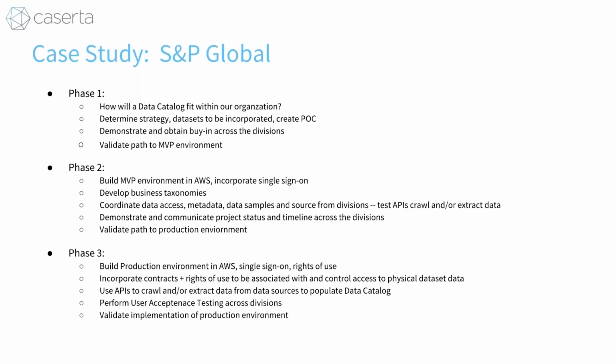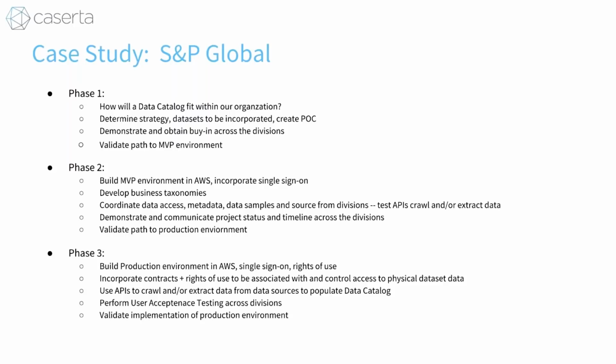One of our projects at Caserta was working with S&P Global. As we worked with them, we did it in a multi-phased approach. They brought us in to help them understand how a catalog would fit within their organization. As we spoke to the number of executive users or sponsors that were going to be part of this project, each one of them had a different point of view of what that catalog was. And they didn't know that until we were with them for a few weeks and we started talking with them.